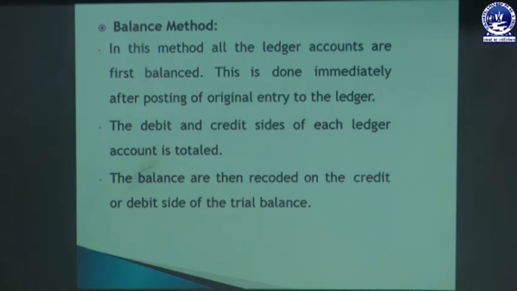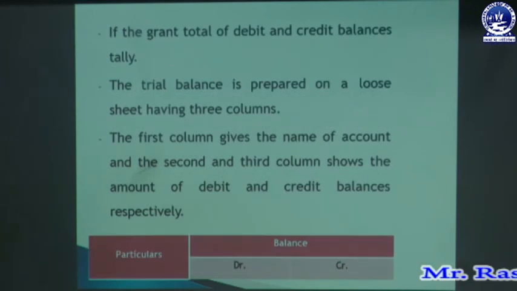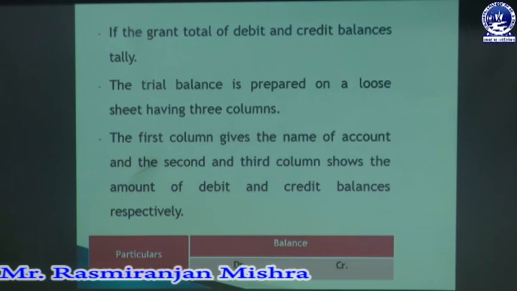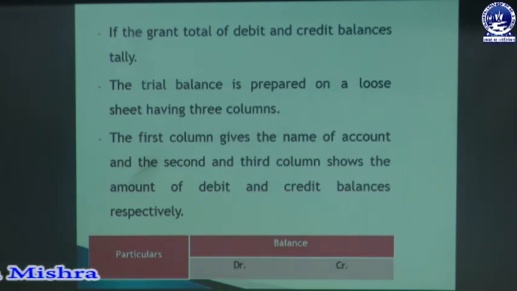That means if one ledger account's debit side is higher, that shows a debit balance. If one account's credit side is higher, that shows a credit balance, and only that balance should be transferred at the time of preparing the trial balance under the balance method. If the grand total of debit and credit balances tally, then in that case there will be no problem. The trial balance is prepared on a loose sheet having 3 columns. The first column gives the name of the account, and the second and third columns show the amount of debit and the amount of credit.